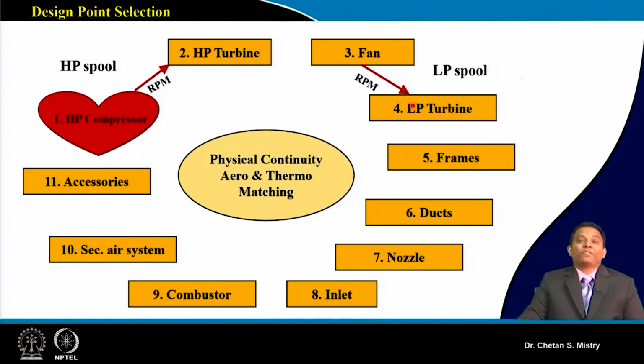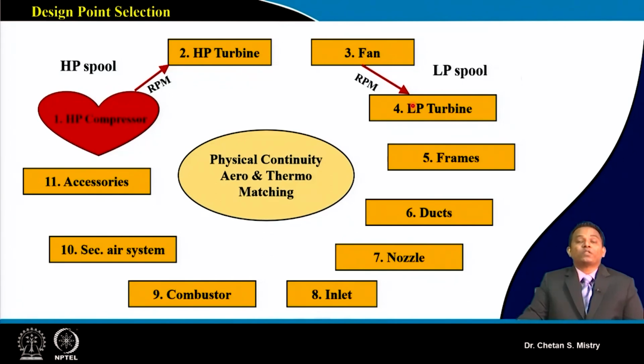Suppose we are designing the engine for a fighter aircraft. There we will have a lot of constraints in the selection of rotational speed, but at the same time I will not want my fan speed to be very low. That means high rotational speed, and that can be achieved with fewer LP turbine stages.